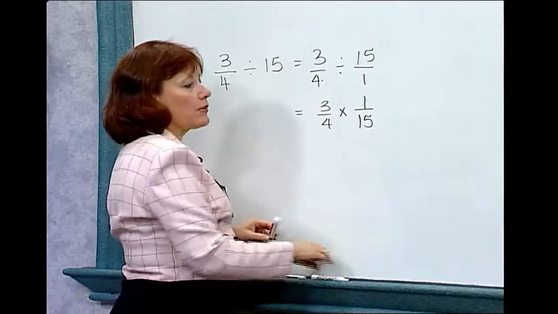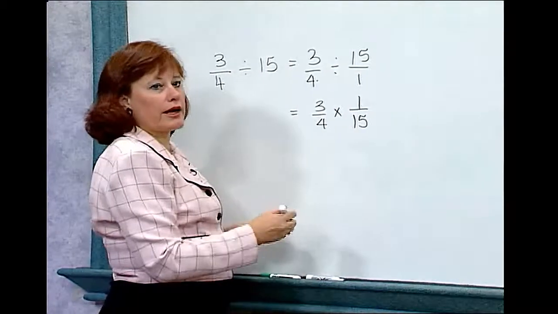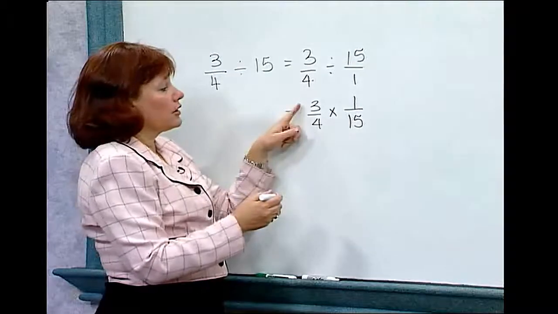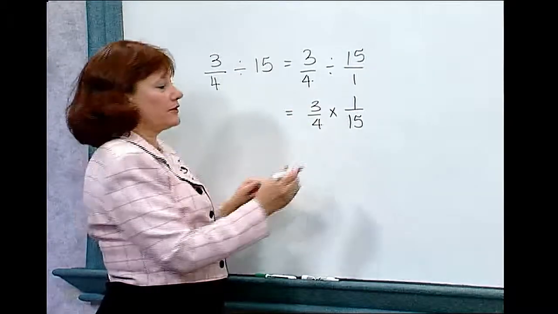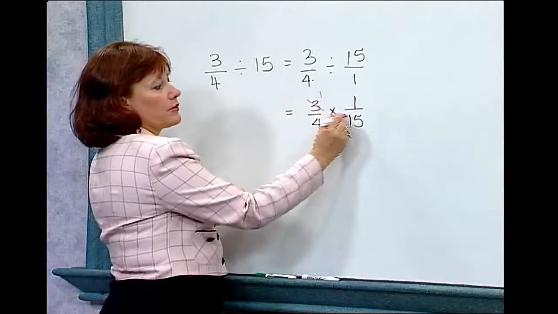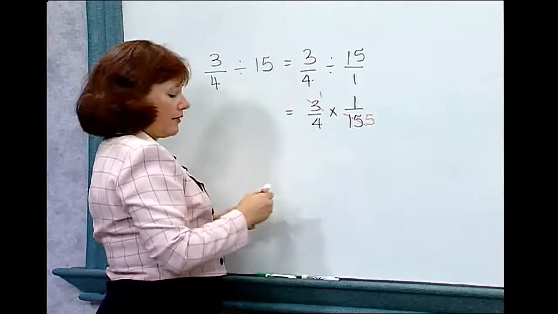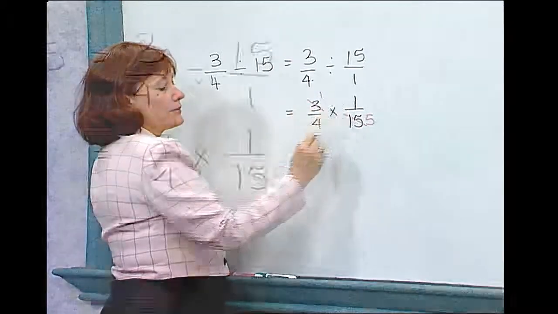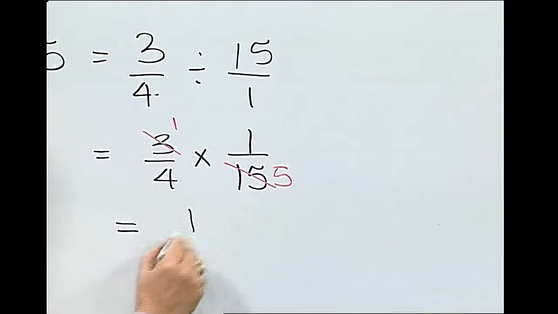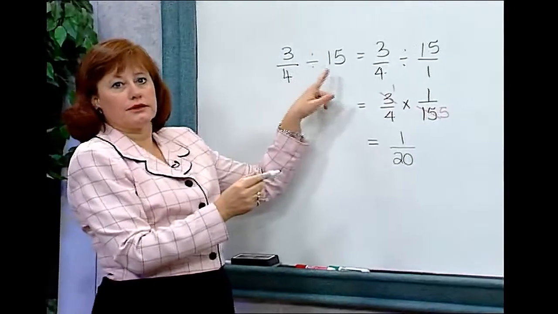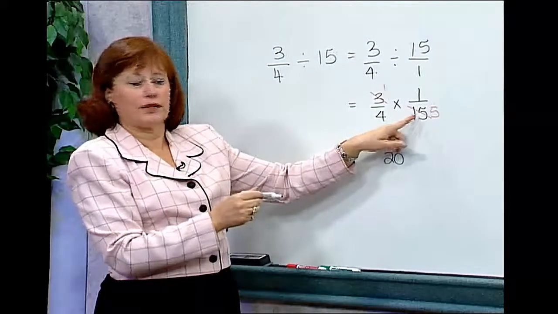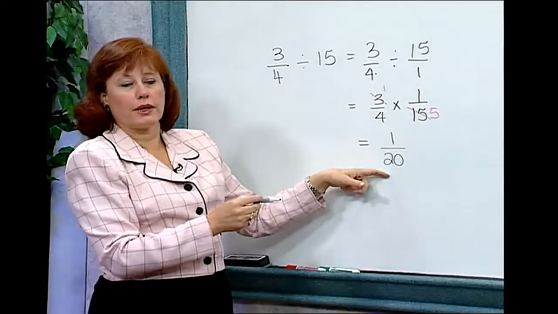I'm sure that you remember with your practice with multiplying fractions that you can cancel before you multiply to simplify the process. So we're going to cancel 3 and 15. I can divide both of these numbers by 3. That will make our problem a little bit simpler. We have 1 times 1 is 1, and 4 times 5 is 20. So 3/4 divided by 15 is the same as 3/4 times 1/15, which gives us 1 over 20.